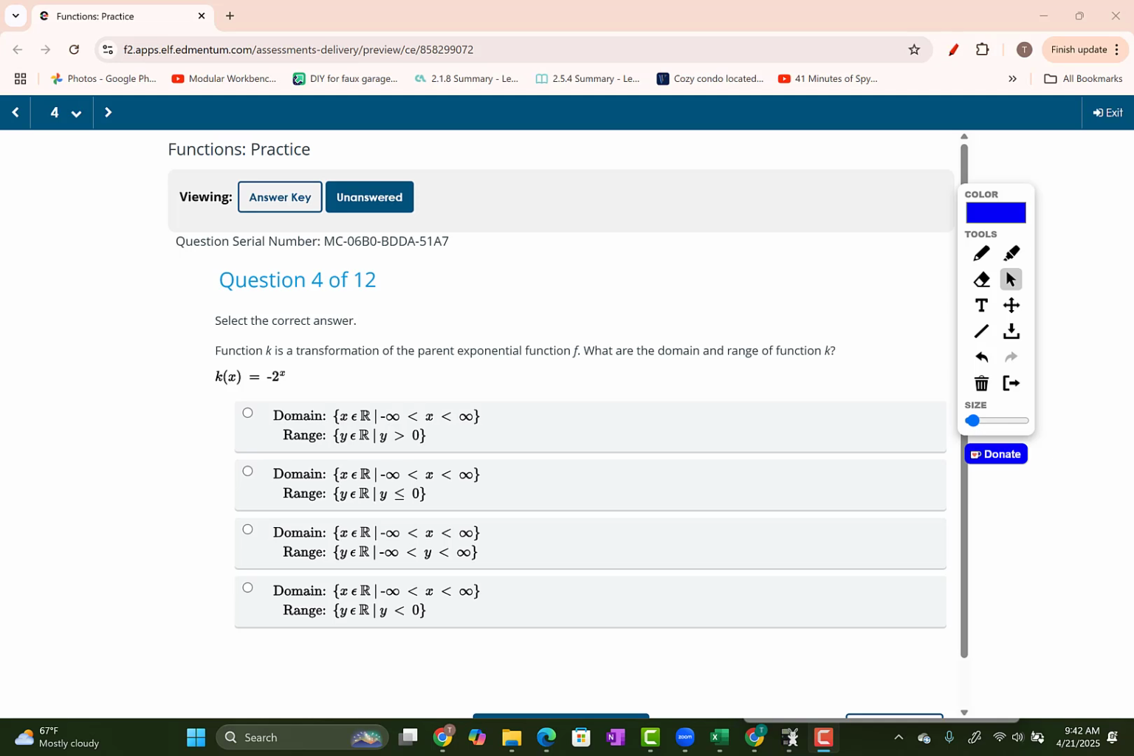Question 4. Function k is a transformation of the parent exponential function f. What are the domain and range of function k?